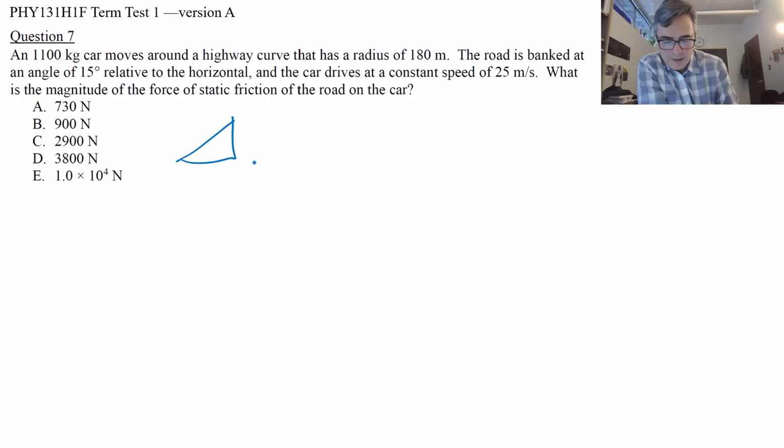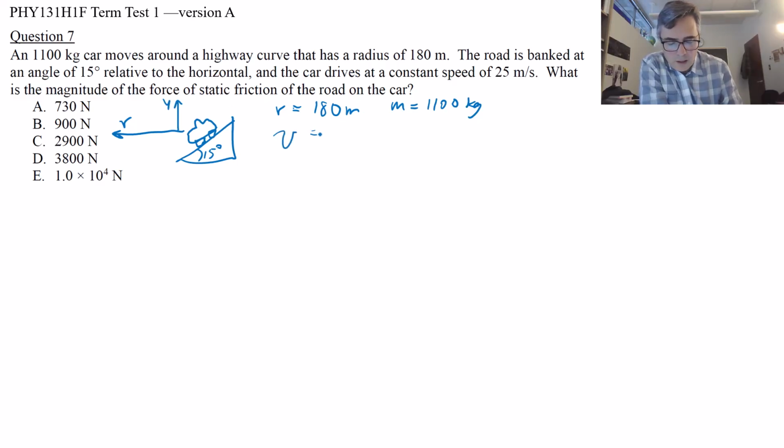banked curve thing. The road is banked at an angle of 15 degrees. The radius of the curvature is 180 meters. The mass of the car is 1,100 kilograms. I'll define R to the left. We'll put Y to be up. The speed of the car is 25 meters per second. That's interesting. So it's giving the angle and it's giving the speed. What is the magnitude of the force of static friction of the road and the car?